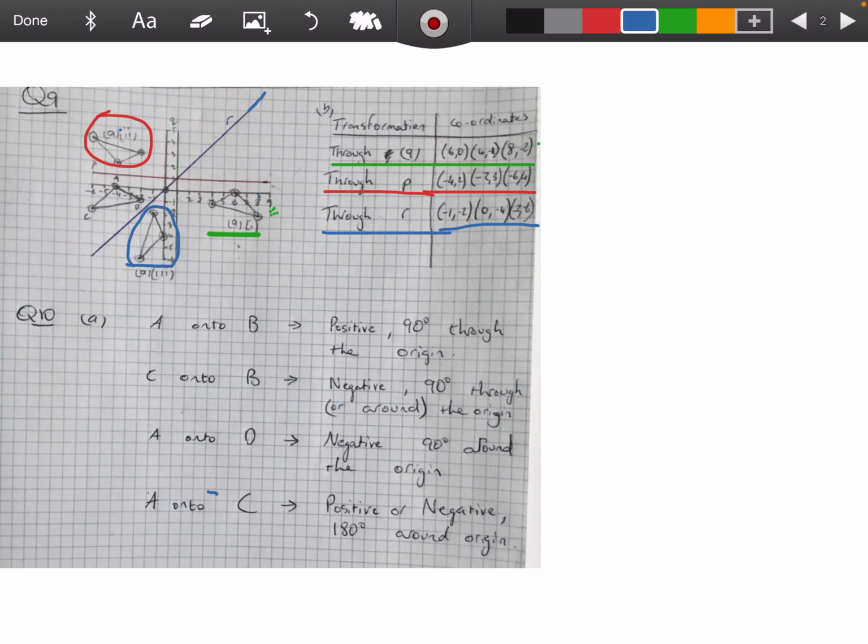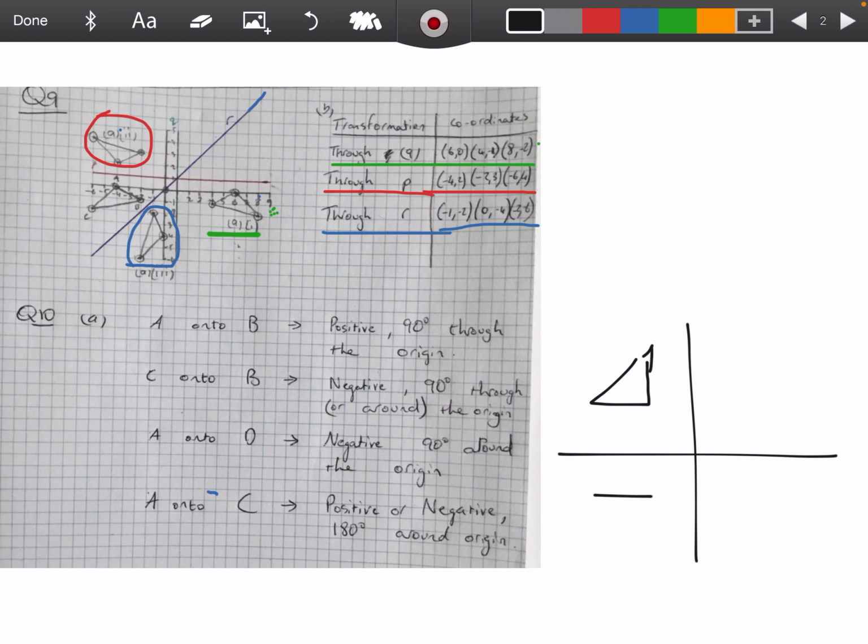And then finally, you were given a graph. Again, I'm just going to do a quick sketch. You were given a graph, something like that, and you had 4 triangles on it, done along those lines, and you had to talk about what's happened to this triangle when it's been rotated to here, or rotated to here, or rotated to here. So all you had to do was talk about what was happening.